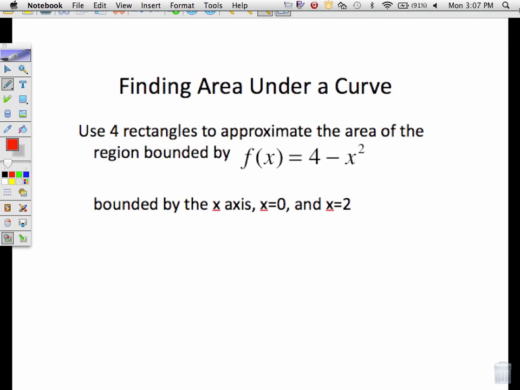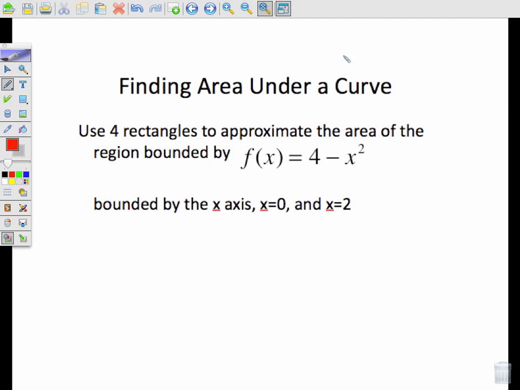All right, finding area under a curve. You're going to use rectangles in order to find the area under a curve. I have this function here. It's the quadratic, so it is shifted up 4. It's opening down because it's minus x squared, and we're going from 0 to 2.